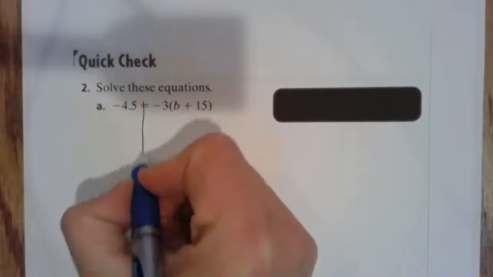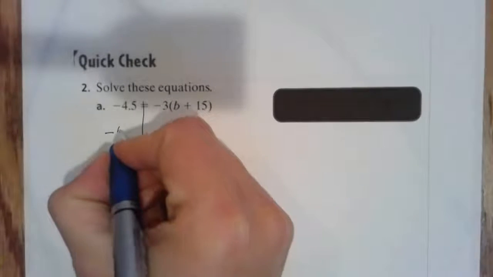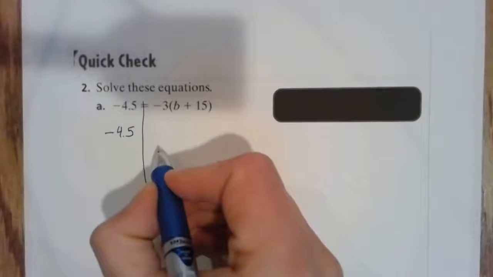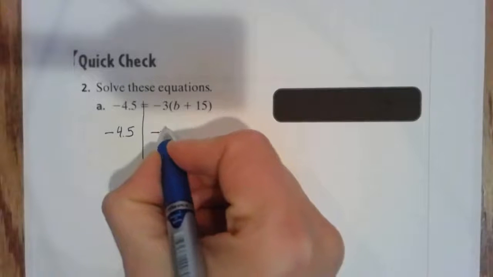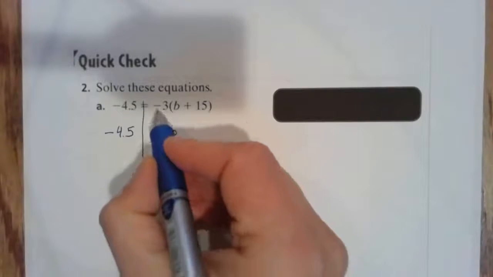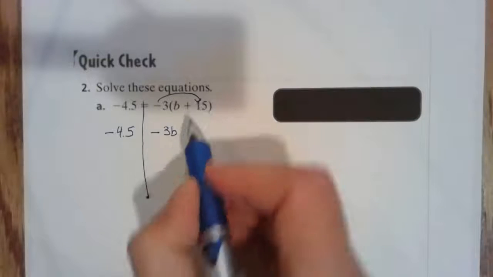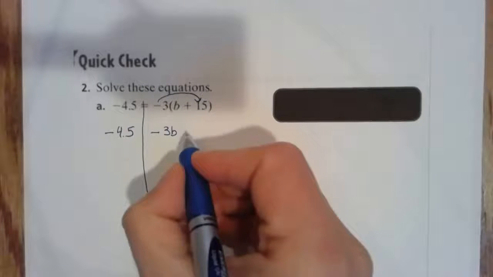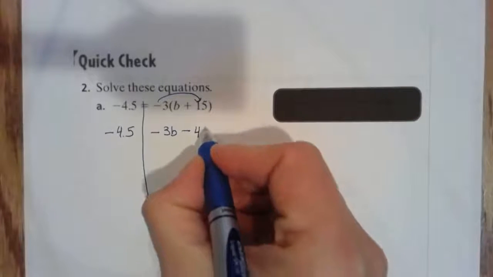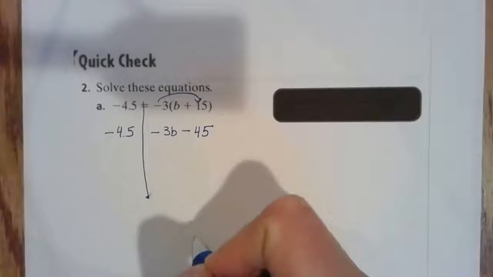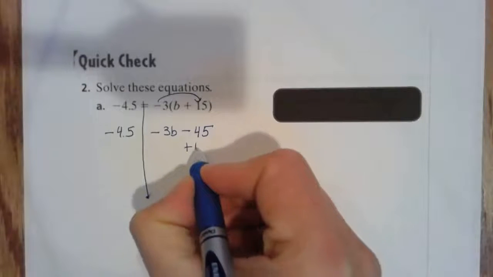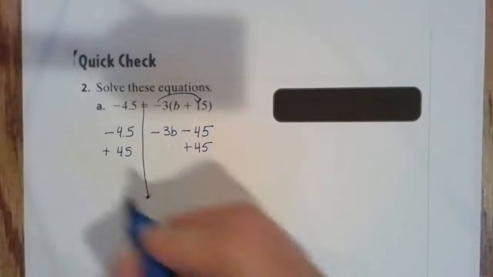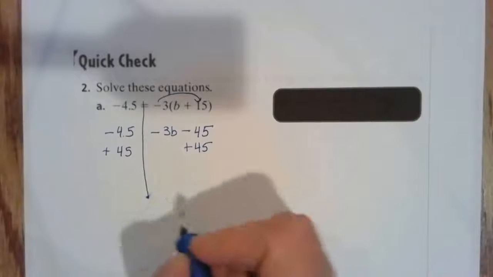We're going to leave my left side at negative 4.5. Remember that negative, don't forget it. On my right side is negative 3b. Now be careful when you're multiplying. You're multiplying negative 3 times 15, which is negative 45. Okay, so what do I need to do? I need to add 45 to both sides. Now be careful because one is 4.5, the other is 45, right?